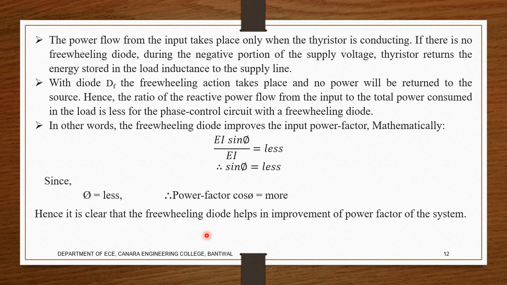Hence, it is clear that the freewheeling diode helps in improvement of the power factor of the system. Whatever negative voltage has been given here, it tries to rectify and change the polarity, and it is used for the next half cycle. Here the conduction angle has been increased, and whatever negative voltage and negative current has required that extra time will be utilized in the next half cycle, so that the device will also be saved properly.